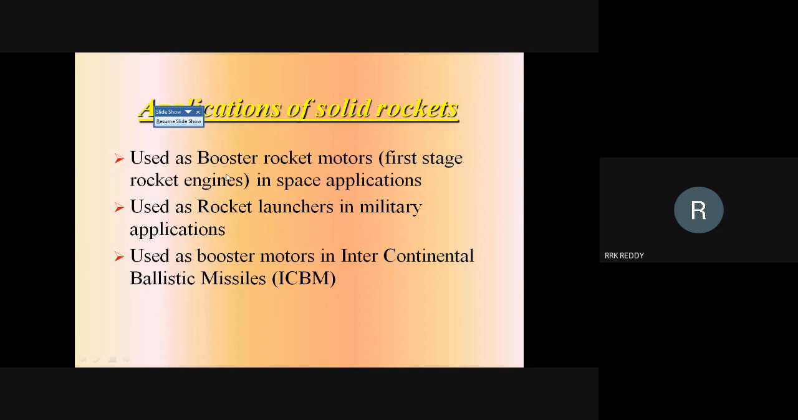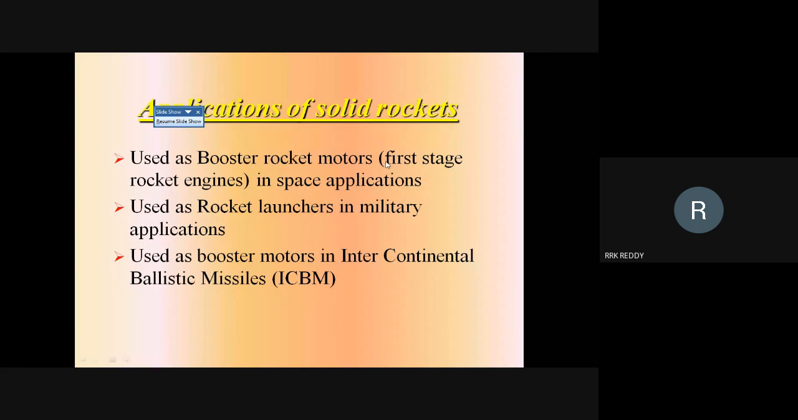Mainly, these solid rockets are used as booster rocket motors in space applications. The main rocket engine is usually a liquid propellant rocket engine. You might have observed that around the main core engine of the rocket, surrounding the casing, there may be three or four rocket boosters arranged. They are actually solid propellant rockets.